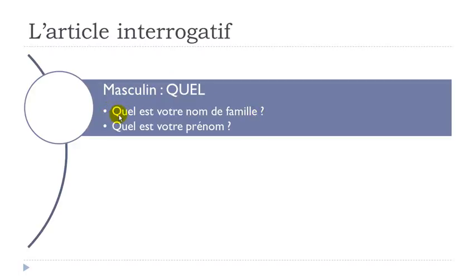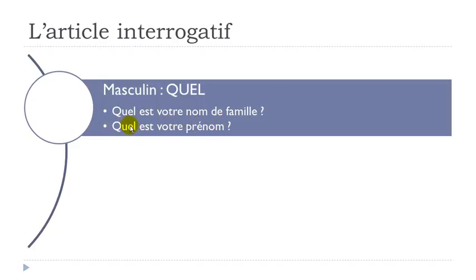So that's what you'll use when you want to ask a question with what. And you've got a good example here. Quel est votre nom de famille? What is your, the polite form of your, nom de famille, family name, last name. Quel est votre nom de famille? What is your last name? Second example, quel est votre prénom? Prénom is first name. What is votre, the polite form for your? Quel est votre prénom? What is your first name?